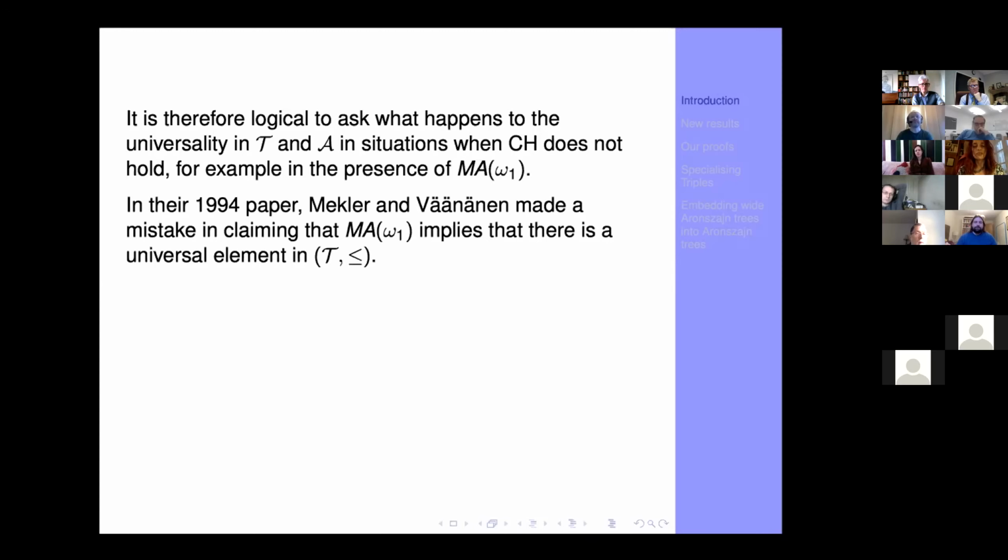And this is what they did. However, unfortunately, this argument is wrong. So they thought in their paper that MA actually implies that there is a universal element because they found the CCC forcing that I've just described. But this CCC forcing has one problem. It doesn't obey the density requirement. Now, since I'm too afraid of my own iPad, I'm not going to show you how the density fails, but there are some pictures on the slides that we will see later, which will show you where this density argument in their case goes wrong.